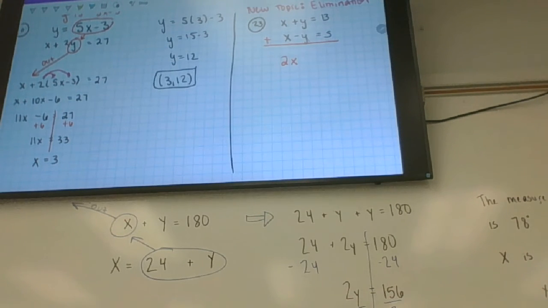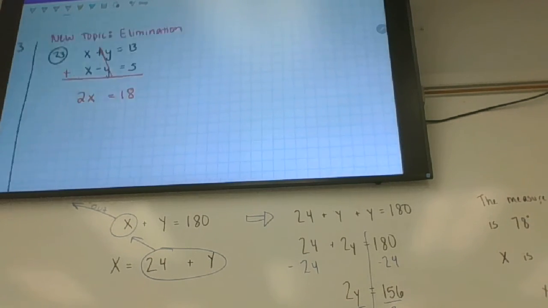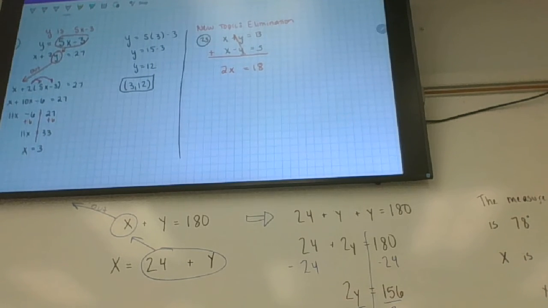2x, the y's cancel, equals 18. Elimination. Oh, I probably should remove that. Elimination means add down. 23 is next page. I think it's the add down thing. This is the x plus y.